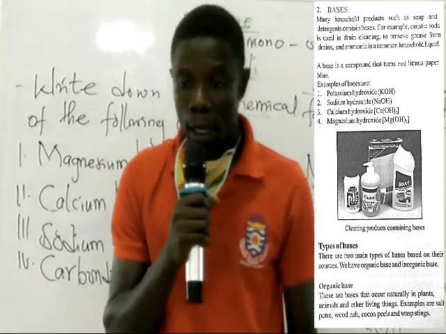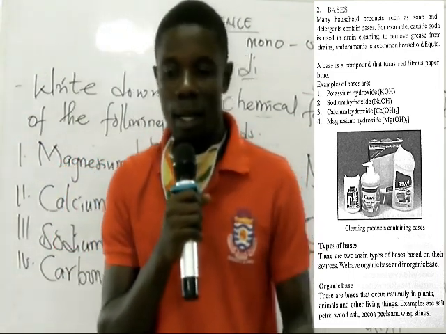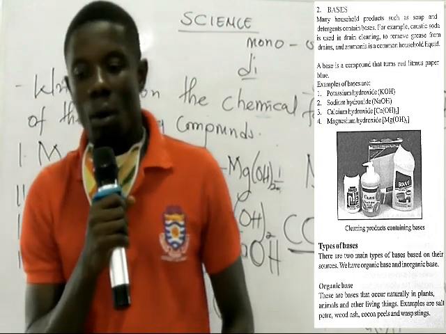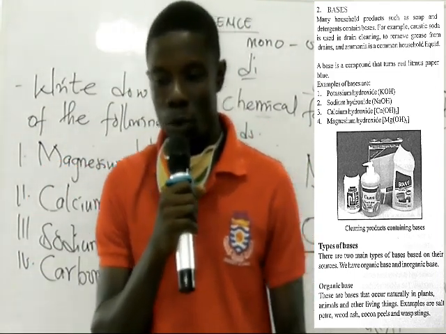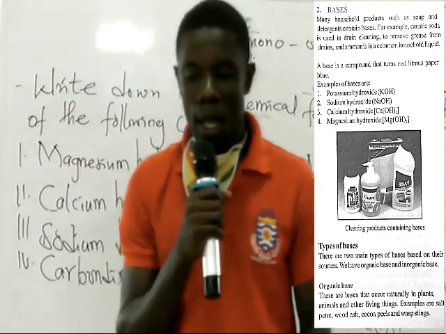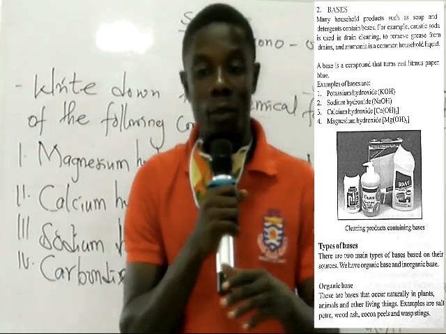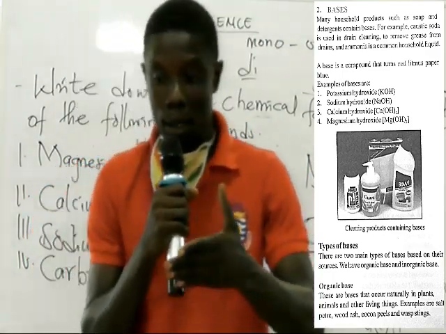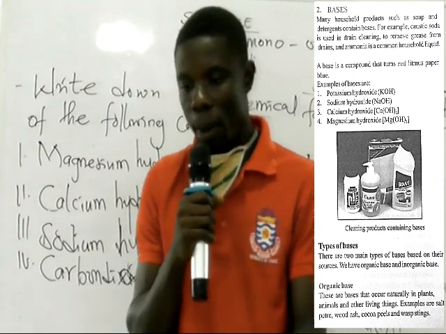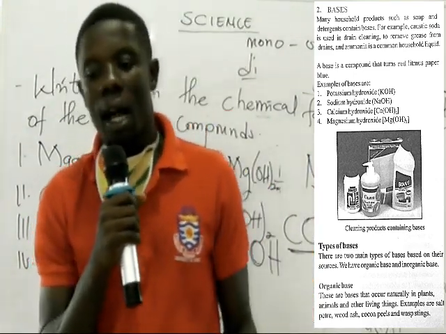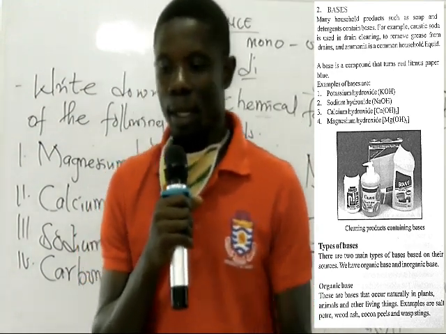The same thing applies to inorganic bases. Inorganic bases are manufactured in the science laboratory, and organic bases occur in nature. Put that in mind, that's the definition. If you are told to define it, you can use this to define organic and inorganic base. Now let's talk about organic bases. These are bases that occur naturally in plants, animals, and other living things.